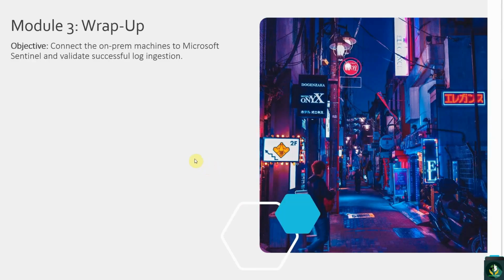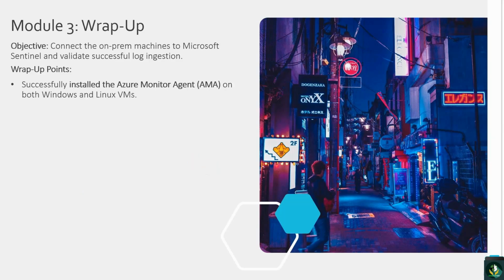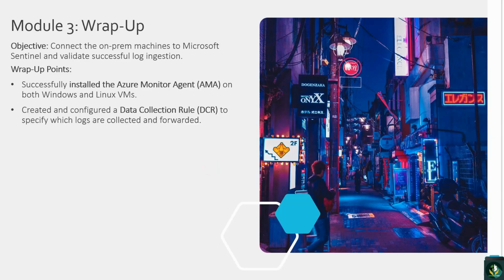Before moving on to Module 4, let's quickly recap what we achieved in Module 3. First, we installed the Azure Monitor Agent on both our Windows and Linux virtual machines. This agent is responsible for collecting telemetry data and sending it to Sentinel. Next, we created and configured a data collection rule, which defines what data the agent should collect and where it should be sent. We linked both virtual machines to the DCR and data collection endpoint, ensuring a continuous and reliable data flow into our Log Analytics workspace.